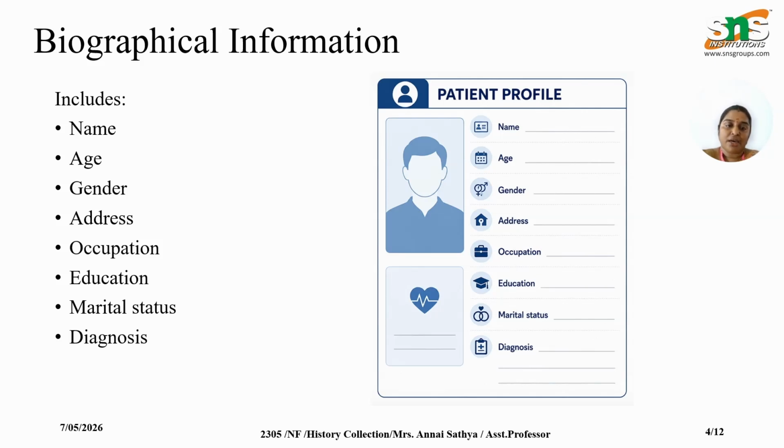So next we move on to the biographical information. Biographical information includes the patient's basic personal details. These details include name, age, gender, address, occupation, education, marital status, and diagnosis. All this information helps to identify the patients correctly and understand the factors that may influence health. For example, occupation may expose a patient to certain diseases, and education level may affect health awareness and treatment compliance.